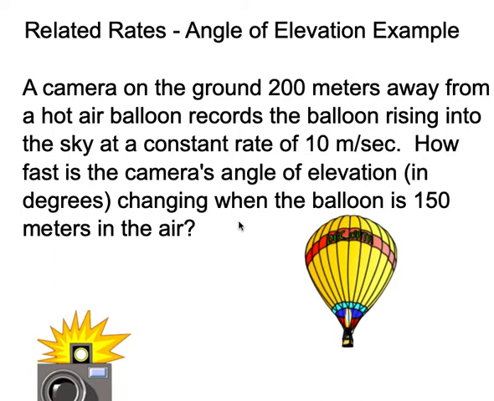A camera on the ground 200 meters away from a hot air balloon records the balloon rising into the sky at a constant rate of 10 meters per second. How fast is the camera's angle of elevation in degrees changing when the balloon is 150 meters in the air?